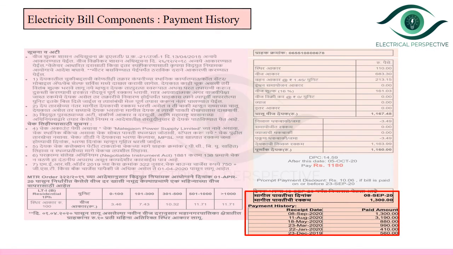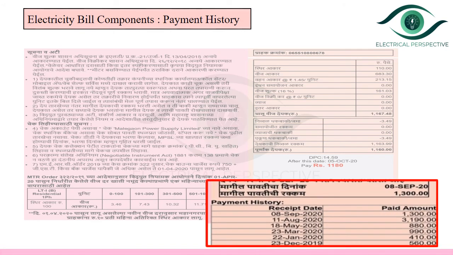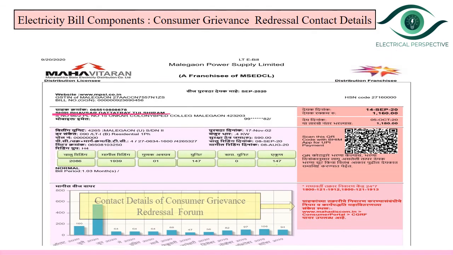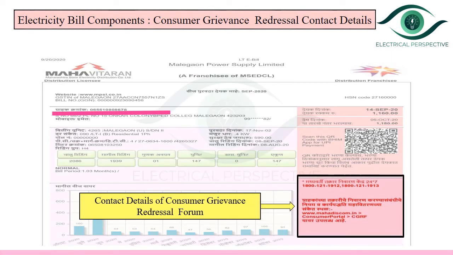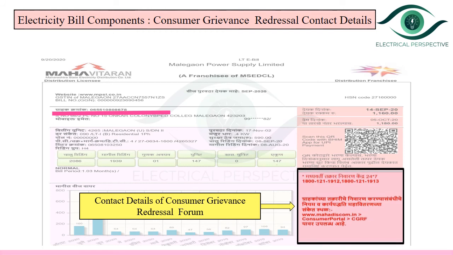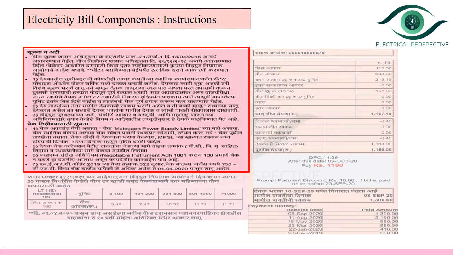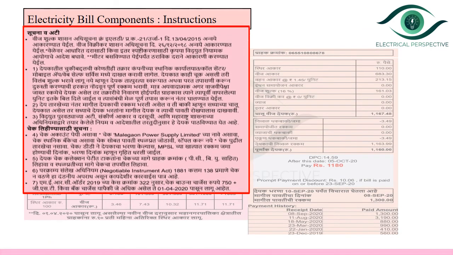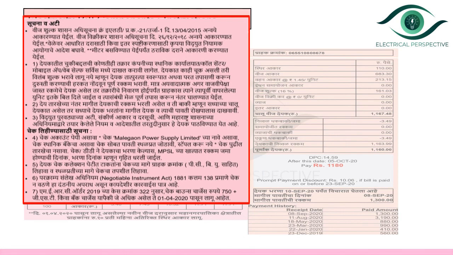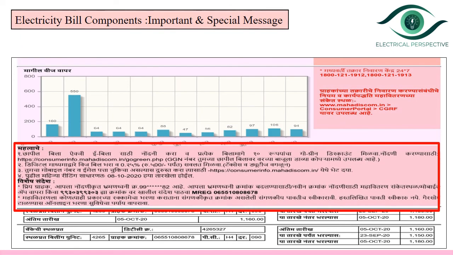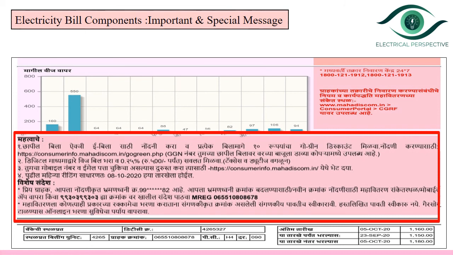Then the payment history is also mentioned on the back side of your electricity bill. The electricity bill also contains information that can be used by the consumer to resolve complaints. A toll-free number is mentioned on your electricity bill. Then next are the instructions. Some important instructions are given on the back side of your electricity bill. Some important and special messages are also mentioned on the front side of your electricity bill.